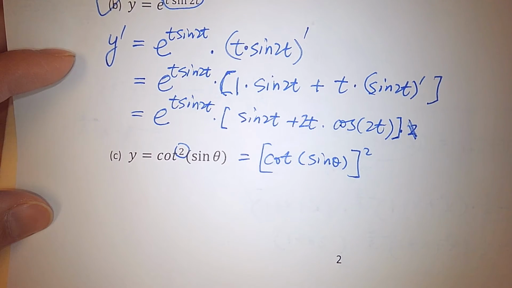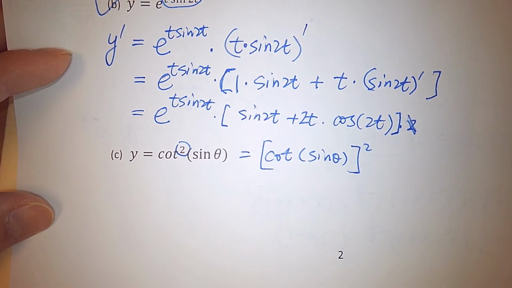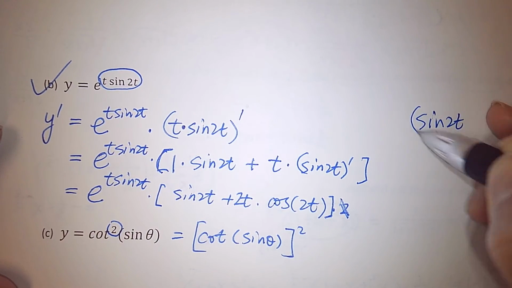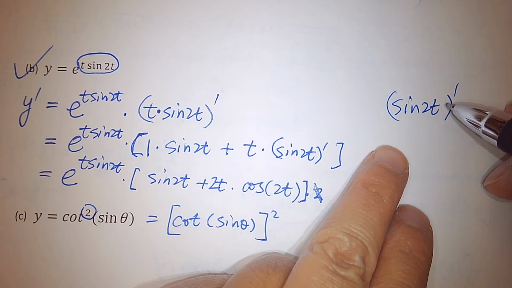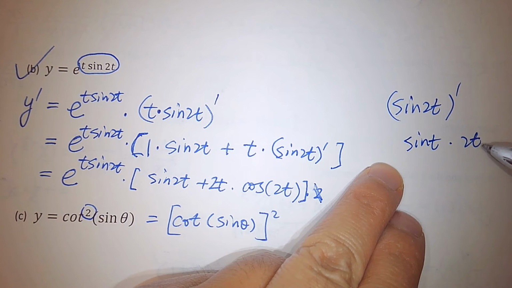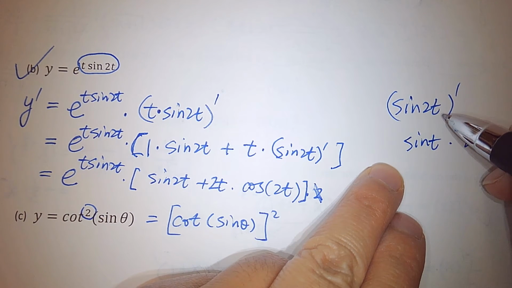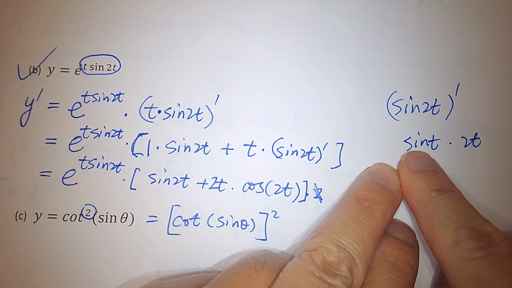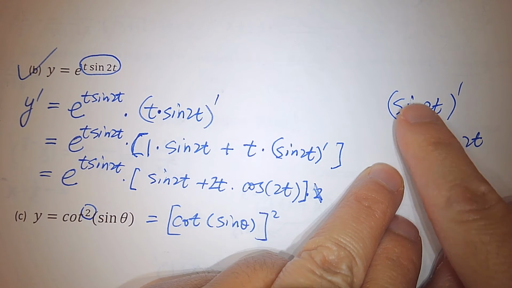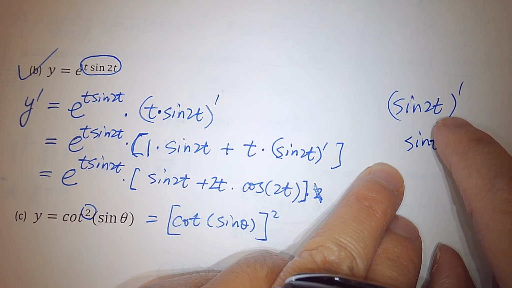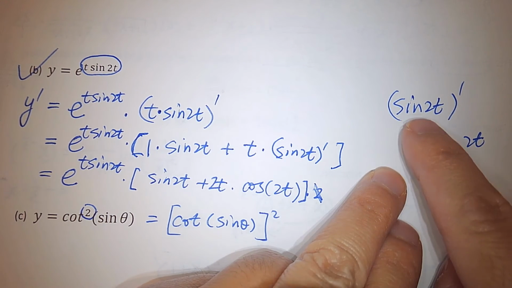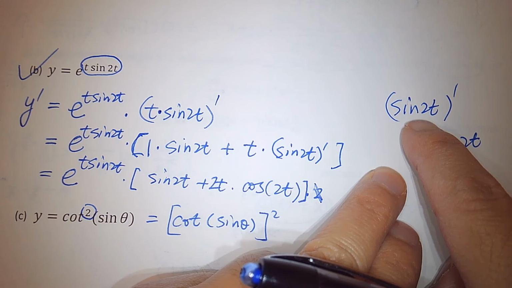I'm a little confused about the difference between the product rule and the chain rule. See, for the derivative of sin of 2t, we're not using the product rule because this is not sin of t times 2t. It is sin of 2t, so it's a composite function. If you had sin of t times 2t, then this would be a product rule. A trig function must have some variable inside. This is sin of 2t, so it's a composite, not a product.